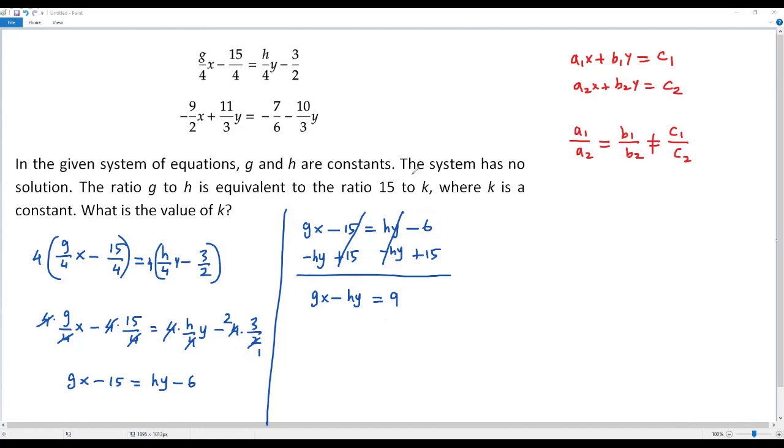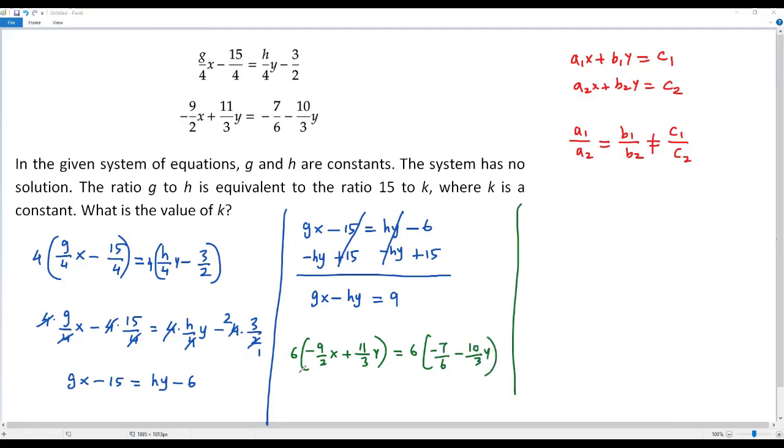Okay, now let me do the same thing for the second equation. First, we have to get rid of the denominators 2, 3, 6 and 3. The least common multiple of these denominators is 6. Okay, we can multiply both sides of this equation by 6 to get rid of the denominators. Okay, now let me do it. That is 6 times negative 9 over 2x plus 11 over 3 times y equals 6 times negative 7 over 6 minus 10 over 3 times y.